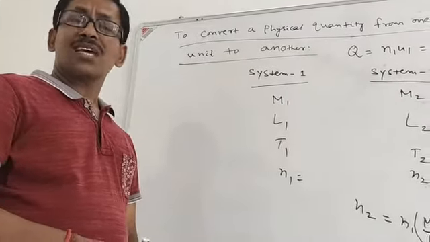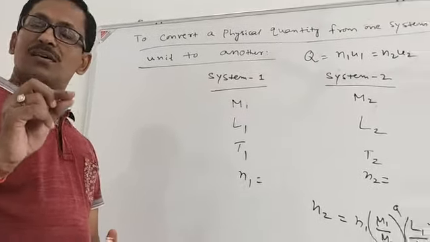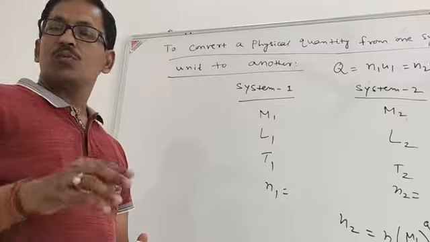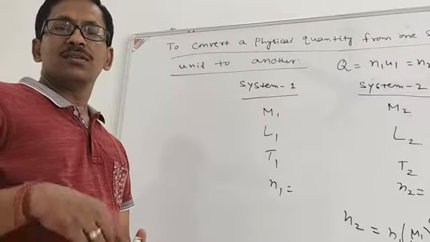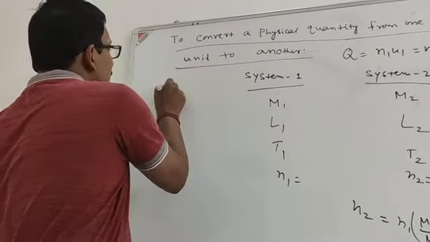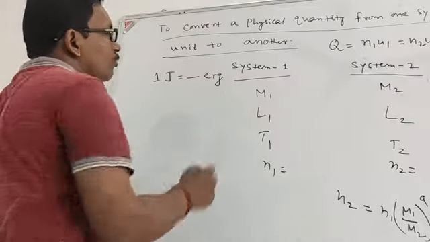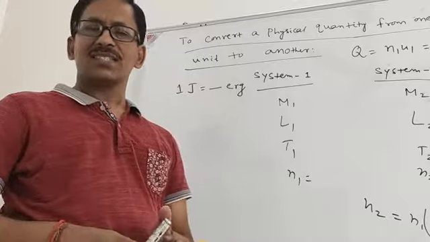Joule is the SI unit of work or energy. The work or energy is given in the SI system, and we want to find it in the CGS system. Erg is the CGS unit of work or energy. It is given 1 joule equal to how many erg. That we have to find using dimensional analysis.